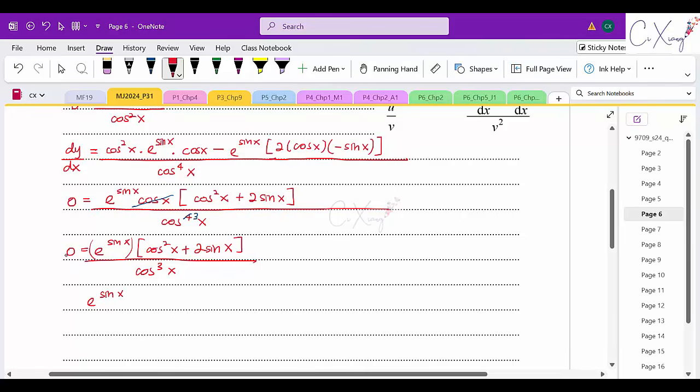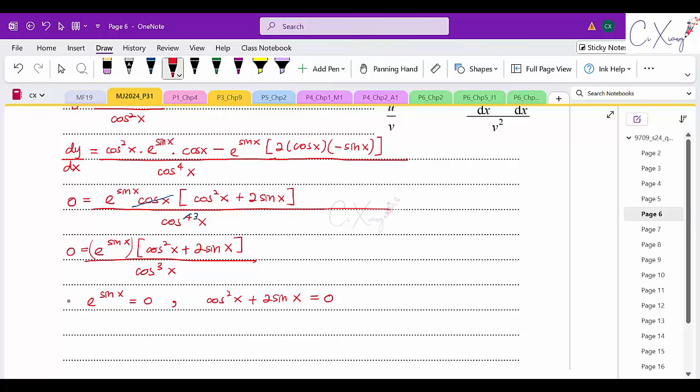So e power sine x equals to 0, then cos square x plus 2 sine x equals to 0. Okay, so to solve this equation, if I want to solve for sine x, I have to take ln so that I can make the sine x in front. But if you take ln, this side also you have to take ln. So ln 0 will give you a math error. So there's no solution for this particular equation here.